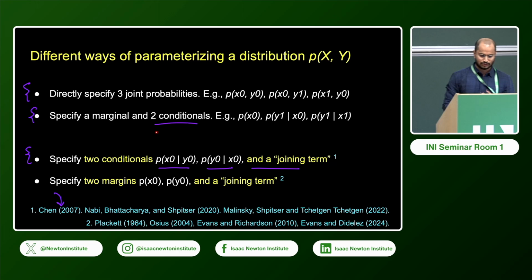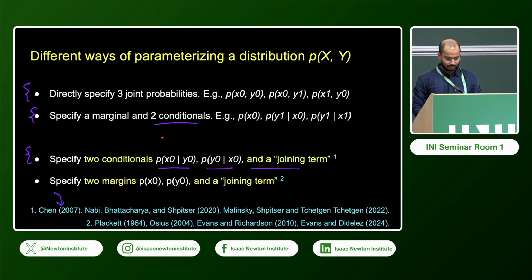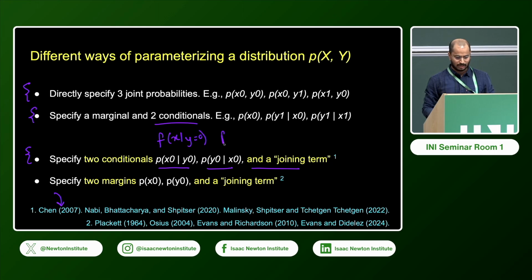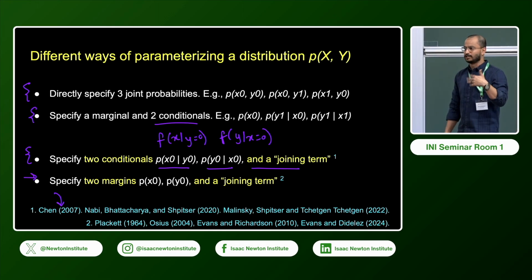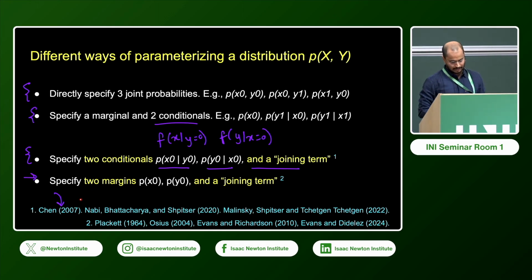There are parameterizations where you would basically specify f of x given y equals 0, f of y given x equals 0, and then a joining term. I'll get into a moment what that joining term is. And then you can also specify two margins and a joining term. So rather than having conditionals and a joining term, you specify margins. This has a longer history as far as I can tell. It goes back to 1964. There was a paper by Plaquette where he tells us how to parameterize these things.